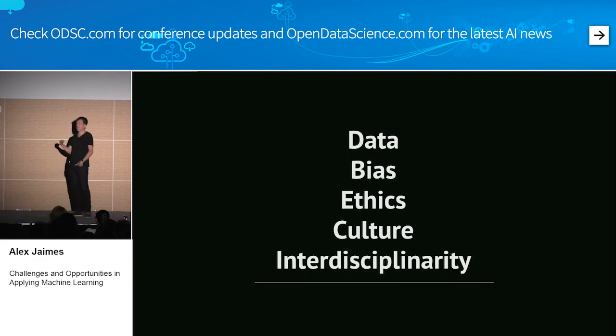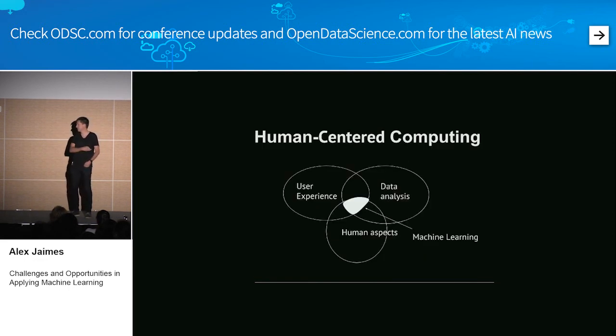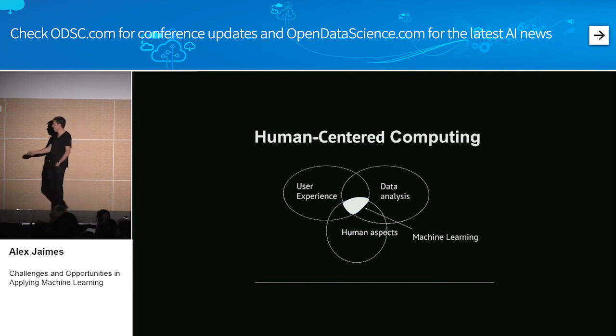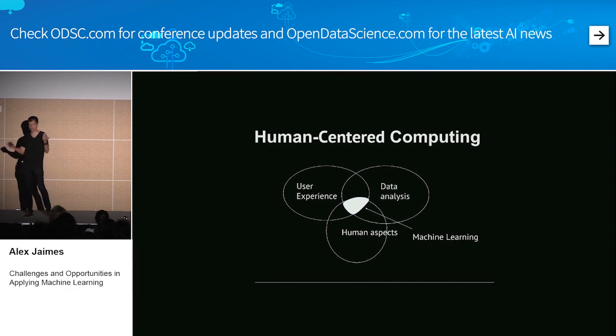So while you're doing that, you pay attention to data, bias, ethics, culture, and being really interdisciplinary. And so data science is really at the intersection of user experience, data analysis, and what I call human aspects: understanding culture, memory, social status, et cetera. And you'll find many examples in the literature. I'll just give you one quick one.